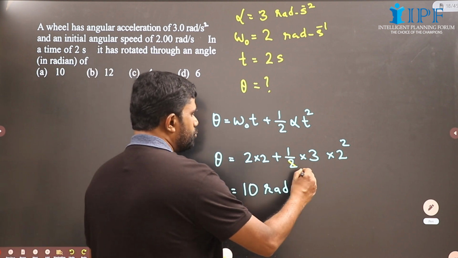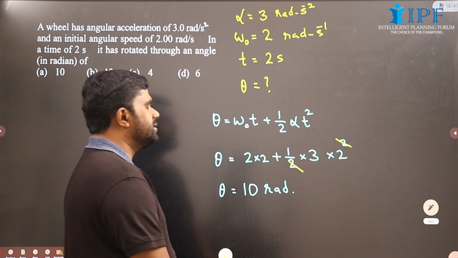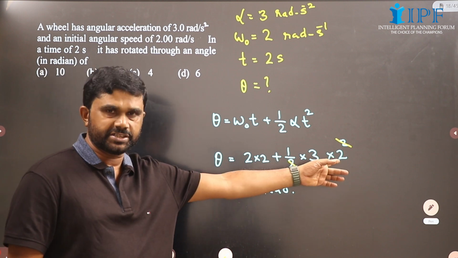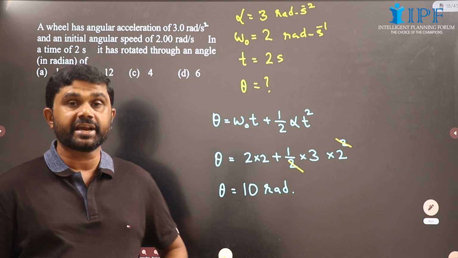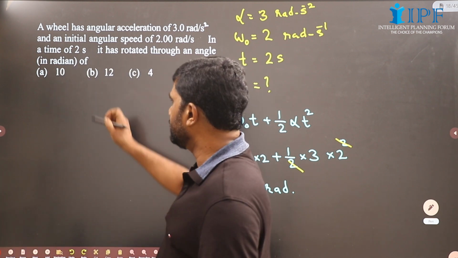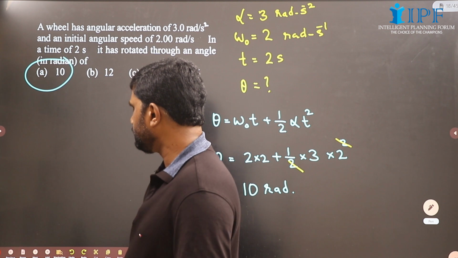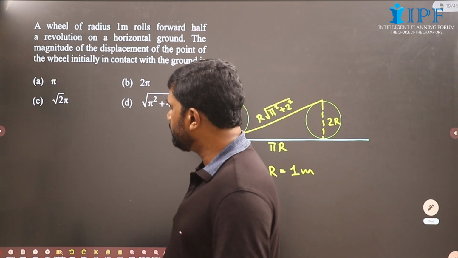Here we have a 2 and this 2 can be cancelled. Then here we have 3 into 2, that is 6, 2 into 2, that is 4. 6 plus 4, that is equal to 10 radian. 10 radian, this one. Now let's see what we have next.